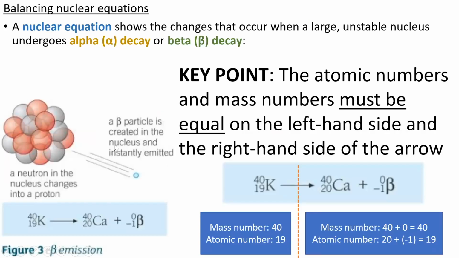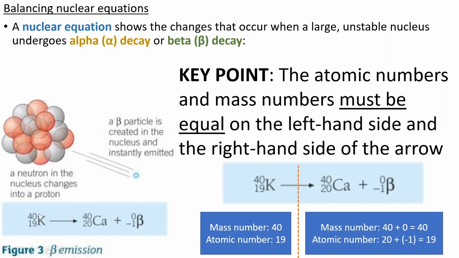The next thing we're going to look at is beta decay. Beta decay is slightly more complicated. With beta decay, what happens is a neutron in the nucleus changes into a proton. It's a bit harder to think about this one. So a neutron changes into a proton.